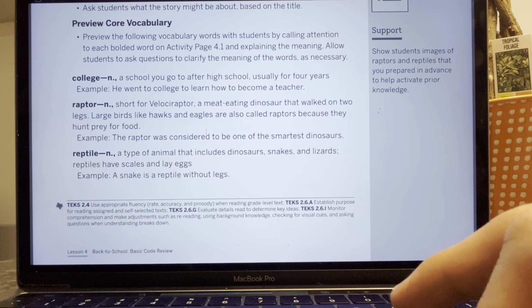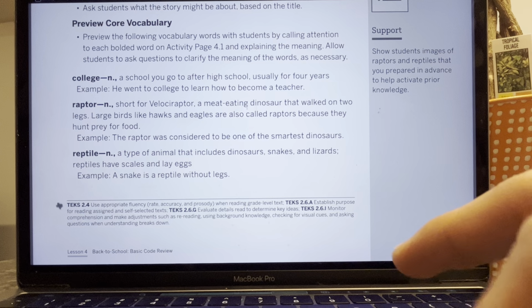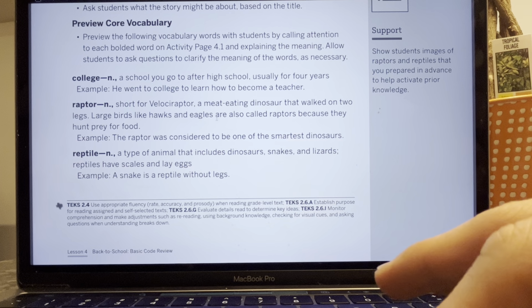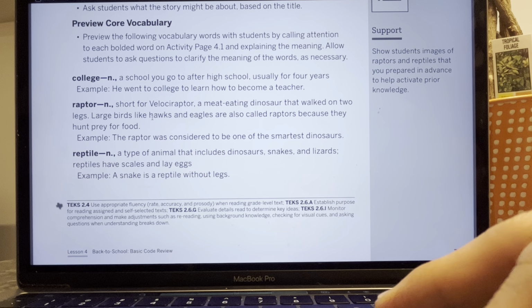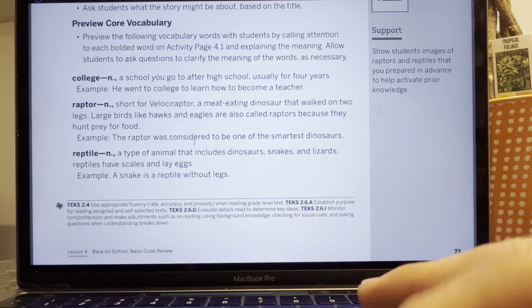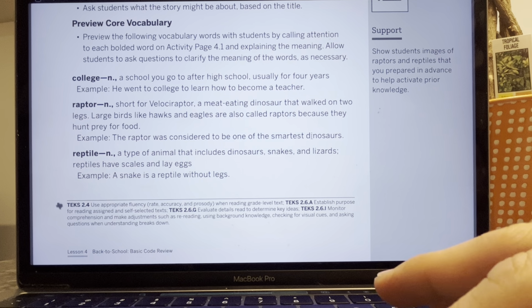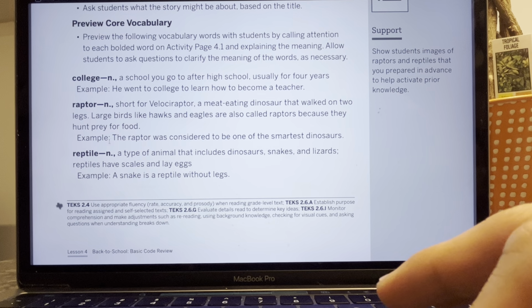Like right here, it says a raptor, short for velociraptor, a meat-eater dinosaur that walked on two legs. Large birds like hawks and eagles are also called raptors because they hunt prey for food. And for an example, we will read this to students: The raptor was considered to be one of the smartest dinosaurs. So you provide that example and then reinforce that vocabulary word.